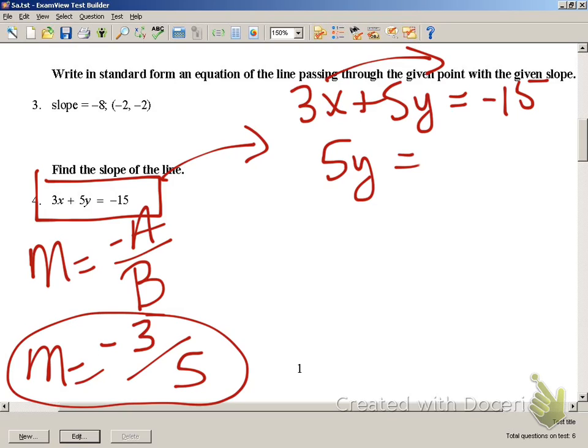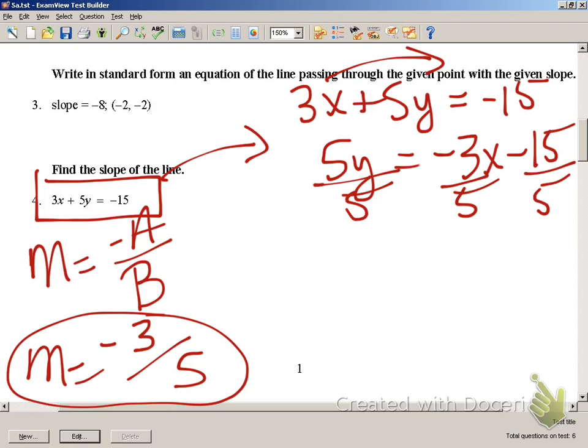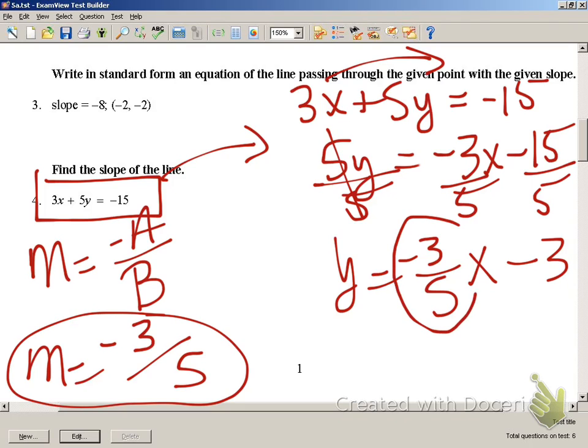Negative 3x minus 15. Divide everything through by 5. So y equals negative 3/5 x minus 3. The coefficient of x is our slope in this case. Notice that we get the same solution either way, so whichever way works best for you.